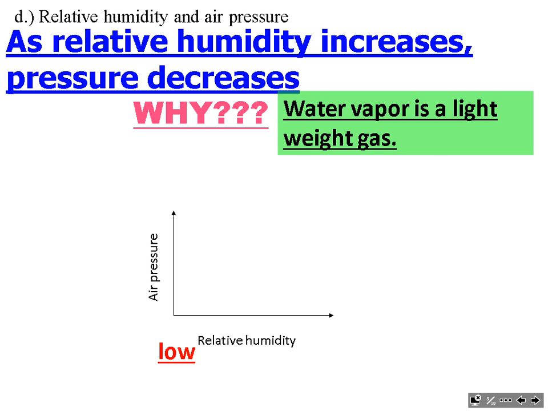So our relative humidity is low and high. Air pressure, low and high. Low relative humidity means that it's dry, so we're going to have a high air pressure. High humidity means there's a lot of water vapor in the air, so that's a low air pressure scenario. So yet again, we have an indirect relationship.